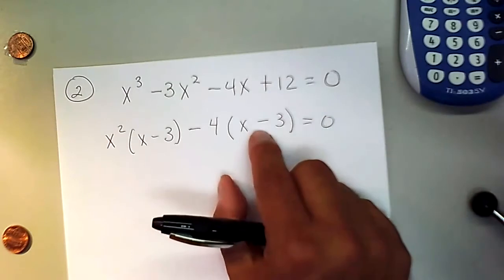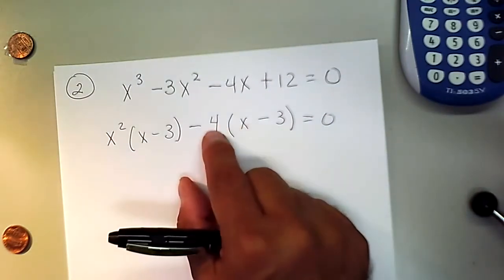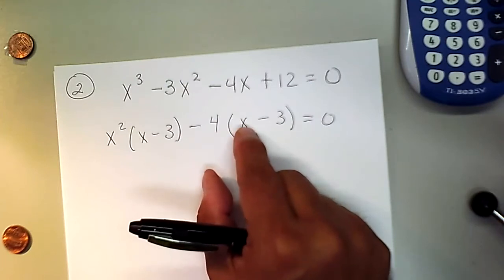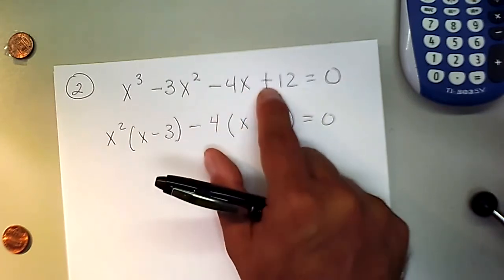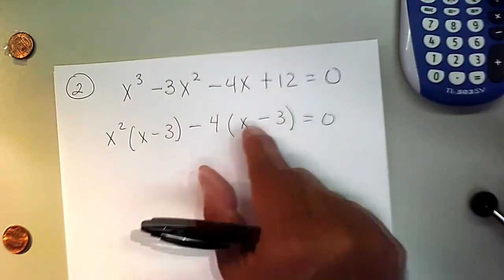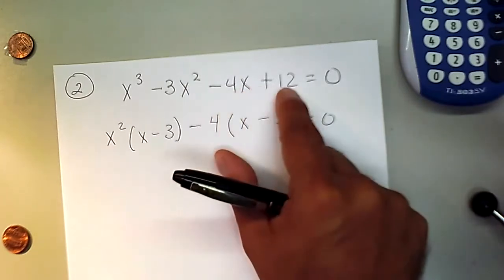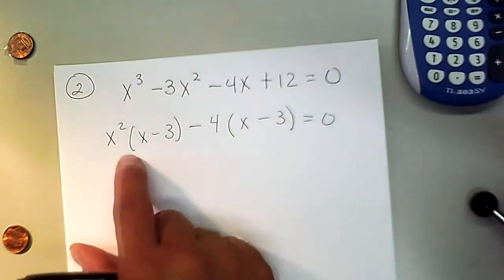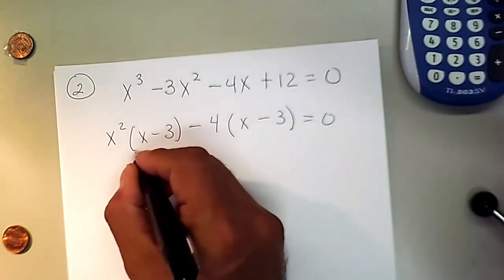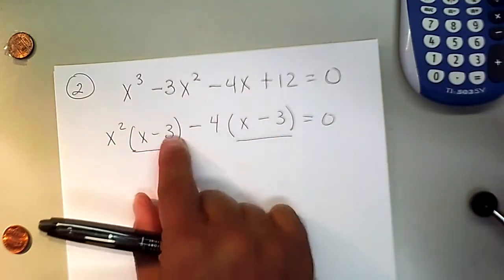Now the way we can check that we did this correctly is by thinking, if we multiply this back, -4 times x is -4x. -4 times -3 is positive 12. So if we multiply back and we obtain what we already had, then we're good. Okay, notice that this factor is the same. X minus 3 and x minus 3 is the same on the two terms.